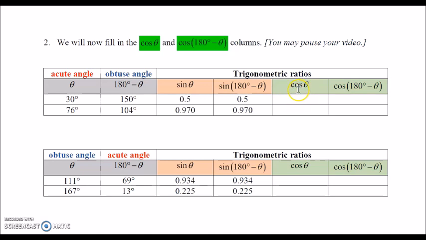So after keying in cosine 30 degrees, I need you to record down the reading that you see corrected to 3SF in this cell over here. In a similar manner, I want you to key in cosine 180 degrees minus theta, which in this case will be 150 degrees. So I want you to key in cosine 150 degrees and record the value, corrected to 3SF. In a similar manner, I'll need you to do the same with the use of a calculator to record down the remaining three sets of theta and 180 degrees minus theta. You may pause your video.